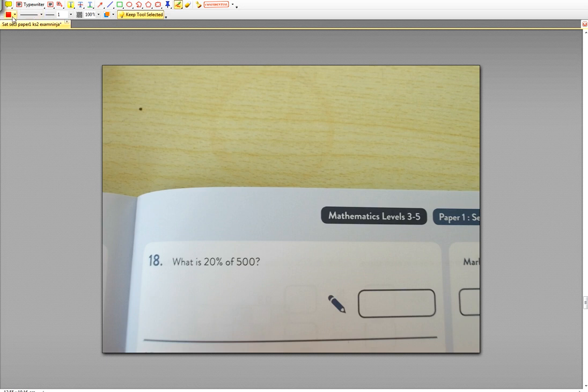Okay, now let's have a look at this question. We've got to work out 20% of 500. Let's have an idea on how we do this. Mr. Abdi, go for it. The idea is to work out 20%. What do we do? First of all, work out 10%. Well done, Mr. Abdi.